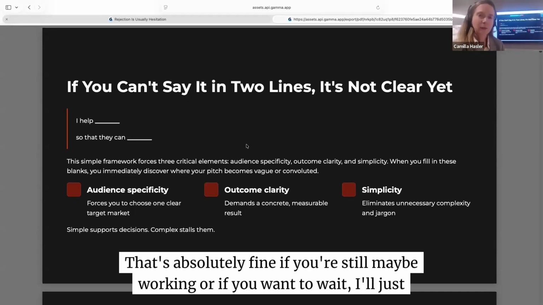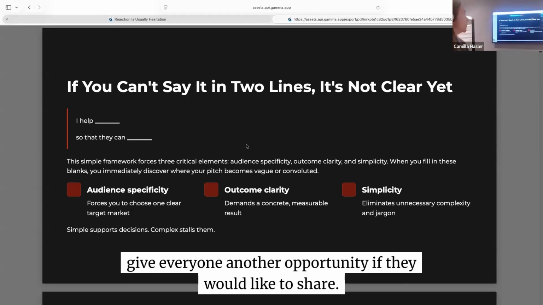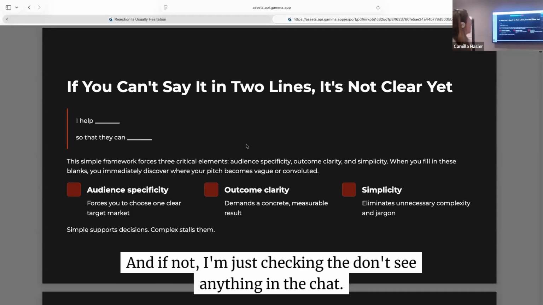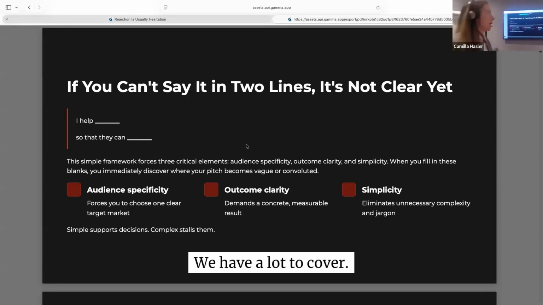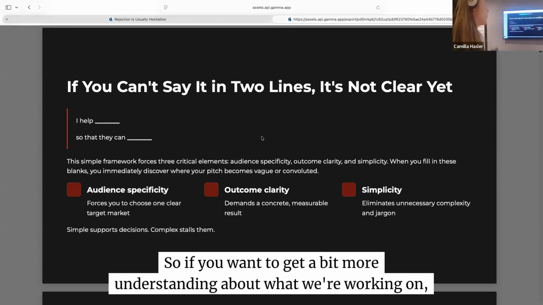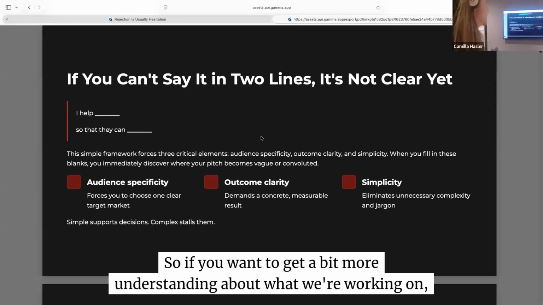That's absolutely fine if you're still working, or if you want to wait, I'll give everyone another opportunity if they would like to share. And if not, I'm just checking, I don't see anything in the chat. Okay, well, that's absolutely fine. We have a lot to cover, so if you want to get a bit more understanding of what we're working on, absolutely fine.